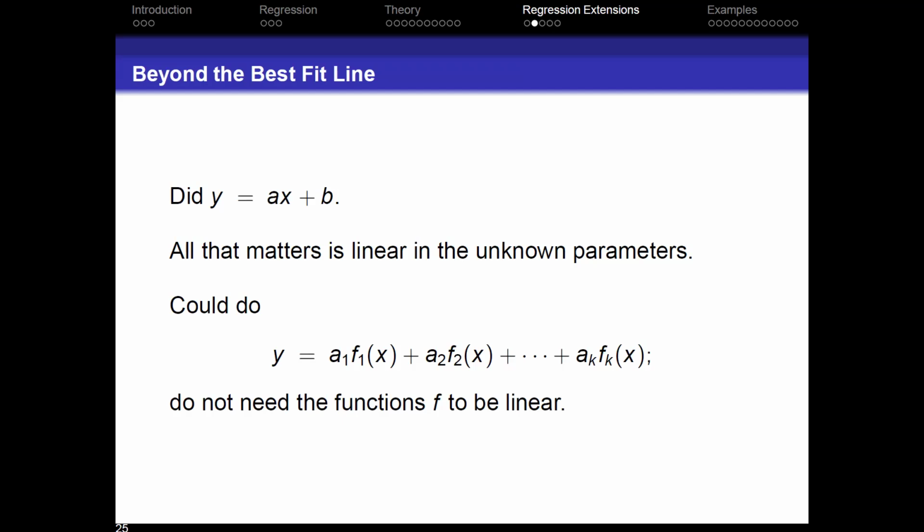More generally, I could say I believe Y is this linear combination of some functions F1 through Fk. So this is something from linear algebra, looking at linear combinations. And as long as it is linear in these combinations, the functions F1 through Fk don't have to be linear. They could be exponentials, logarithms, trigonometric, whatever, as long as it's a linear combination. Now, can somebody give me a famous function from physics, a relation from physics that's not linear?